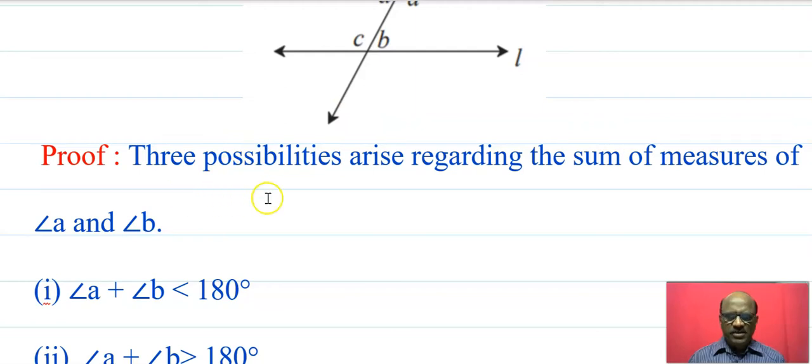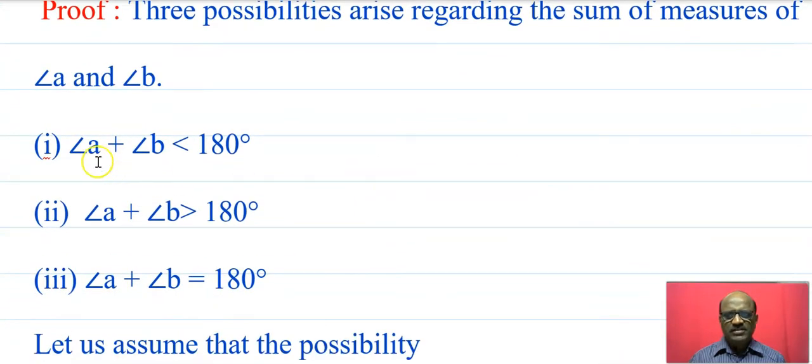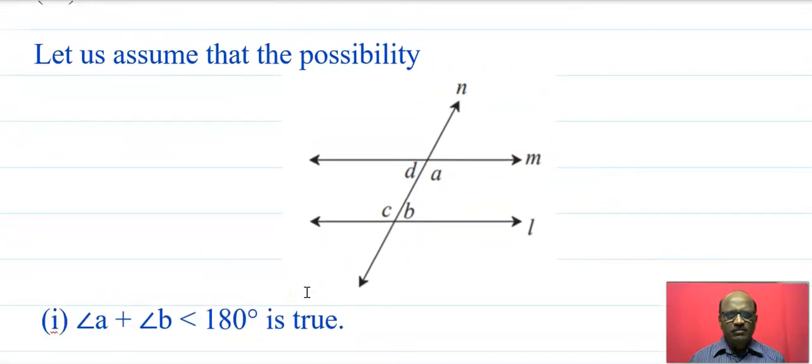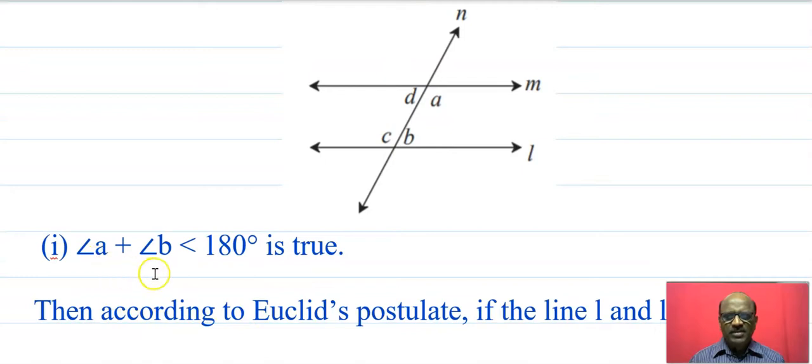Now three possibilities arise regarding the sum of the measures of angles A and B. What are they? The measure of angle A plus the measure of angle B is less than 180; the measure of angle A plus the measure of angle B is greater than 180; and the measure of angle A plus the measure of angle B is equal to 180. These are the three possibilities. Now let us assume the first possibility is true, that is, the measure of angle A plus the measure of angle B is less than 180.